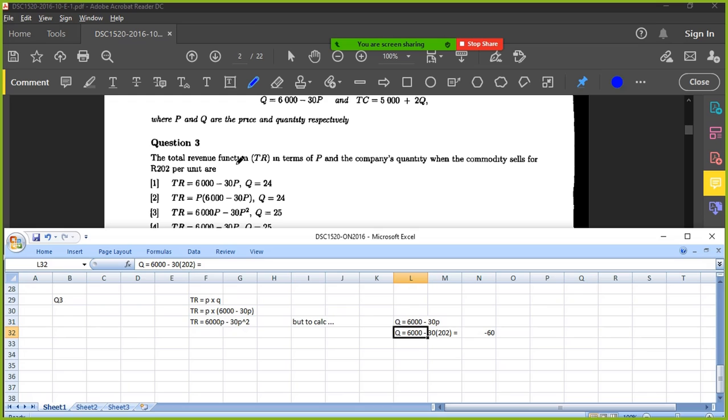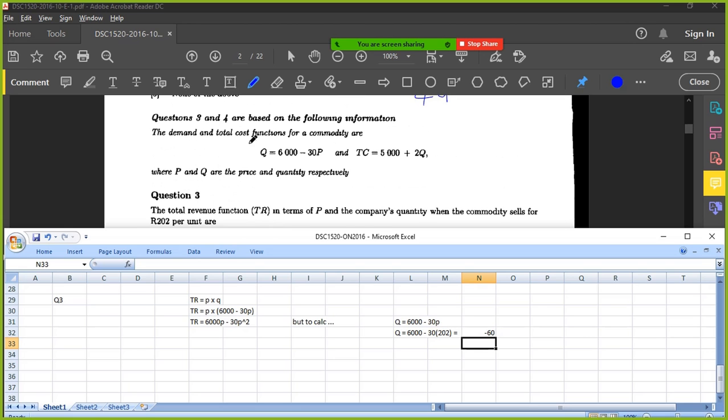The total revenue function in terms of P and the company's quantity when the commodity sells for. Oh, okay. Right, so they want to know the quantity when the commodity sells for 202. So 202 is the P, and the P was 202. There's nothing wrong with that actually. 202 is P, minus 30, and that's going to give me Q. So looking at this, it looks like it would be none of the above actually. Let's just check again, unless I'm doing that wrong. No, it is right.